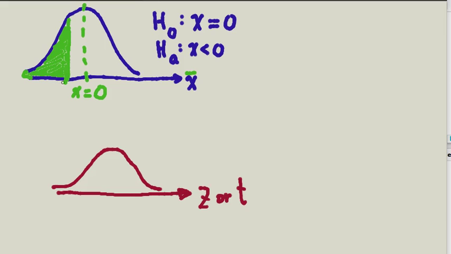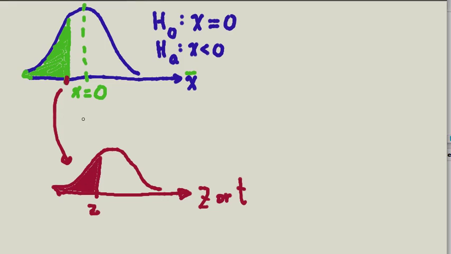To find that probability, we'll take this particular score and change it to a z-score or a t-score, depending on the situation that we're working in. So we'll find that z-value, and then we'll use some technology to help us find the area to the left. So to find this z-value, we just need to convert this score here, our test statistic, our point estimate, to a z value.